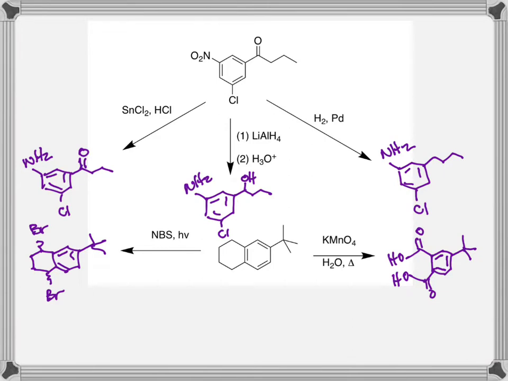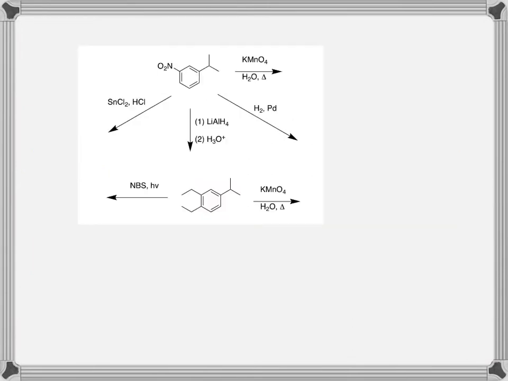Okay, new set of reactants. The nitro group and isopropyl group. First, we're going to react them with potassium permanganate. That only reacts the isopropyl group, and it does side chain oxidation, taking away all but the benzylic carbon, where we get a carboxylic acid. Nothing happens to the nitro group when we oxidize it.